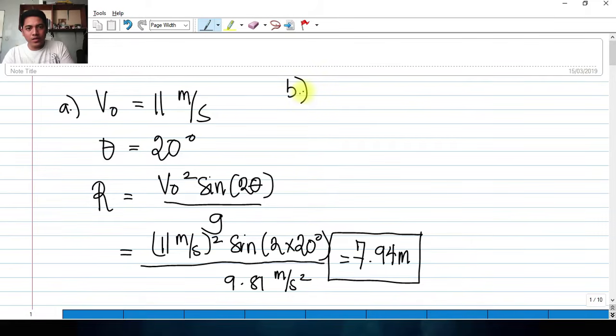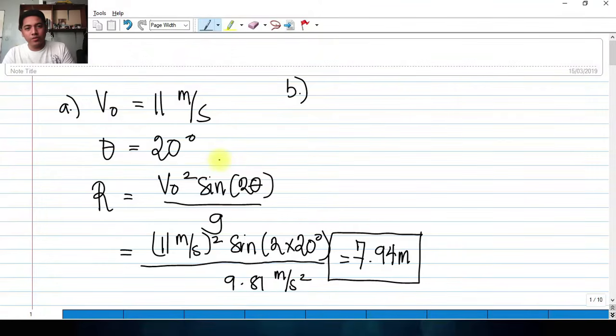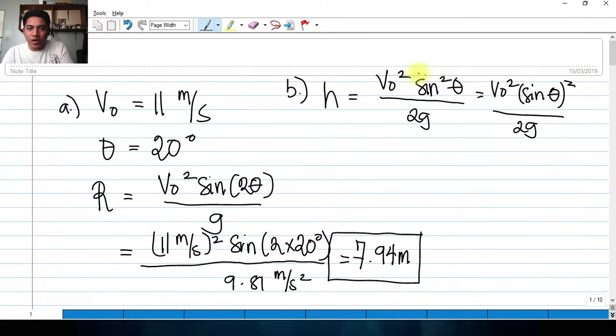For letter B, what is the maximum height reached? So the maximum height reached can be calculated by the formula H is equal to v naught squared sine squared theta over 2g. Or we can simply write this term as v naught squared times sine theta squared, because you will have trouble writing this formula in your calculator.